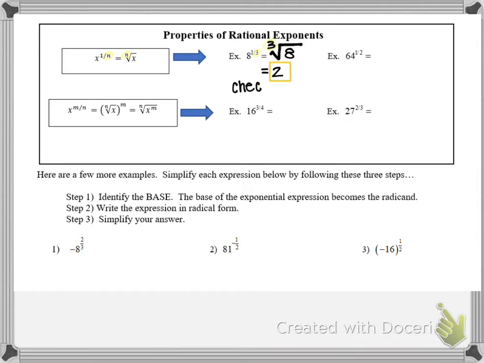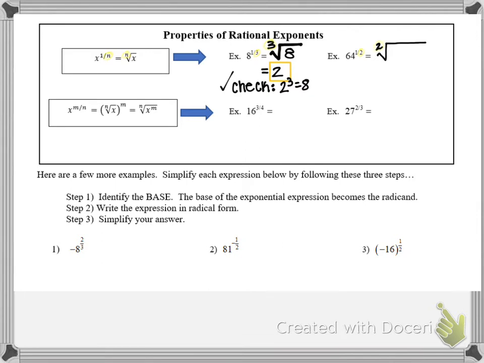And I know the answer is 2 because if I take 2 and I raise it to the 3rd power, I get the answer of 8. So I'm confident that my answer is 2. Let's look at 64 to the 1/2 power. Now my denominator is 2. So that means on my radical sign, the index is 2.